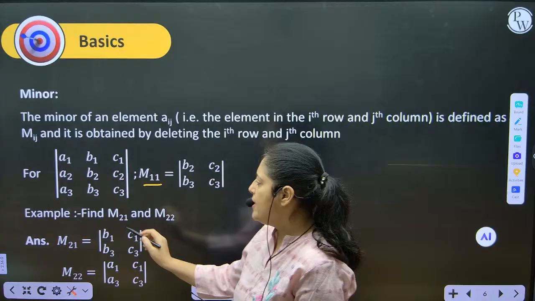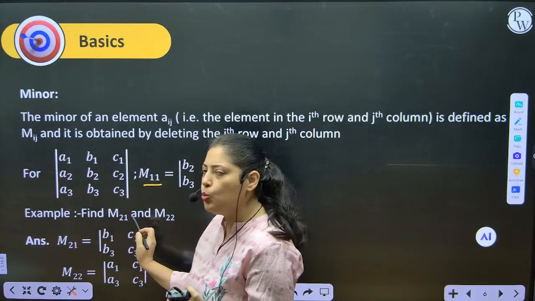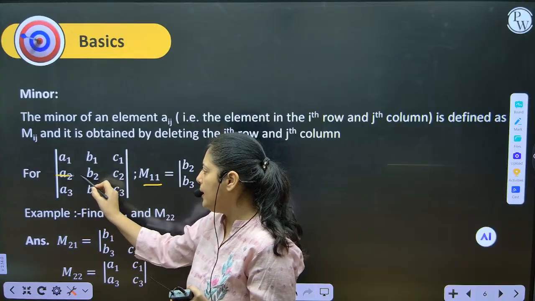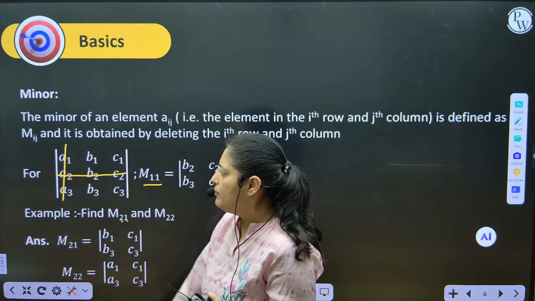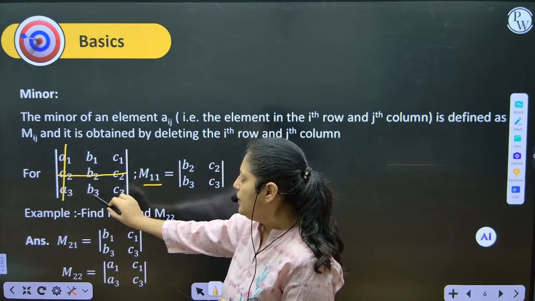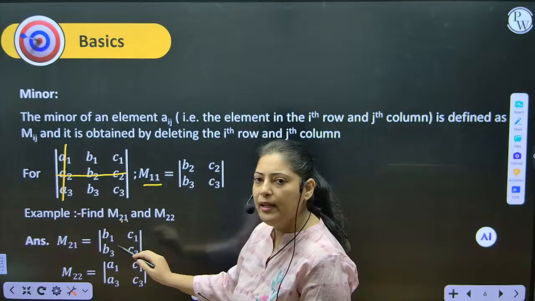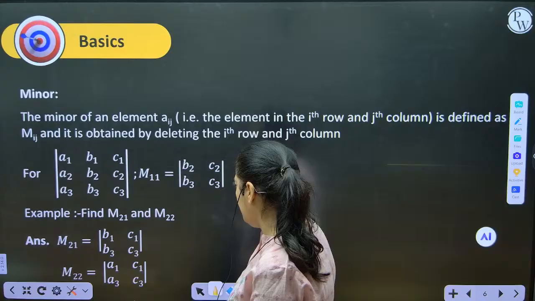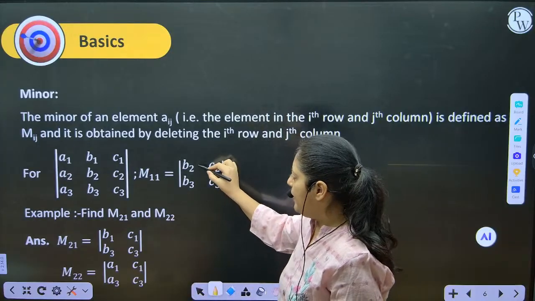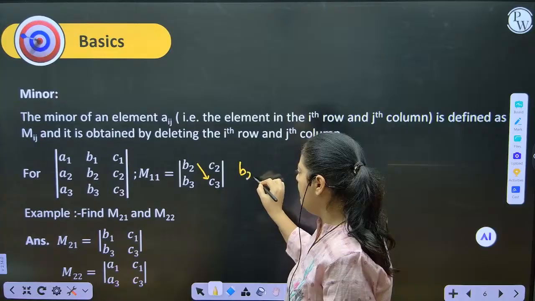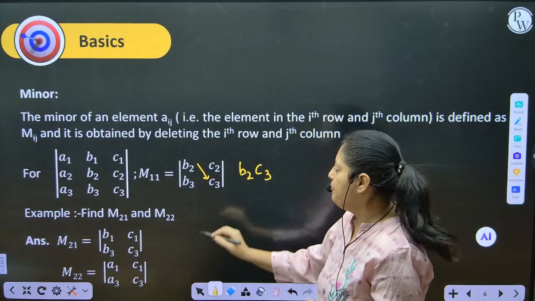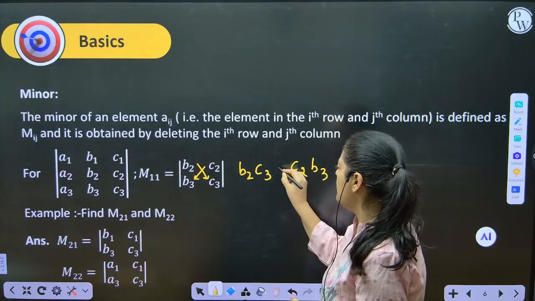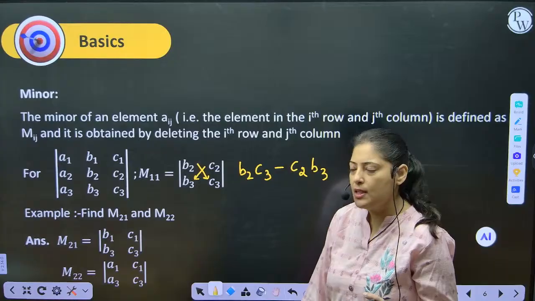Alright, in the same way, if we have to find M21, 21 means second row, first column. Which numbers are left now? B1 C1, B3 C3. We'll find their determinant. So how to find the determinant? We multiply B2 and C3, and diagonally we multiply C2 and B3, and then we subtract. This is the determinant.